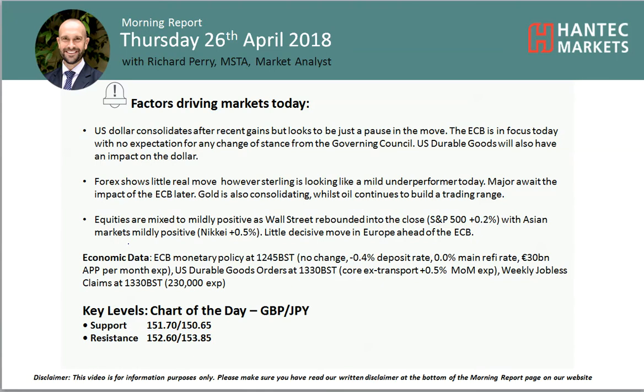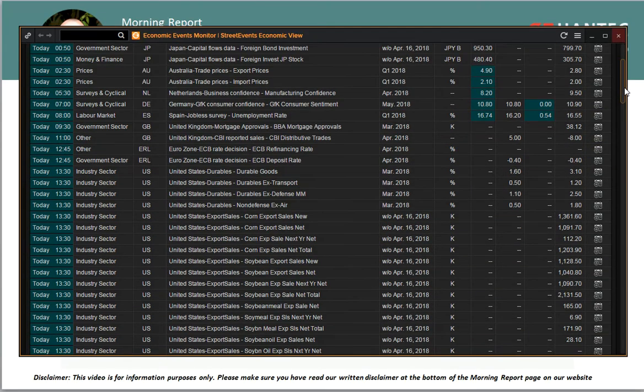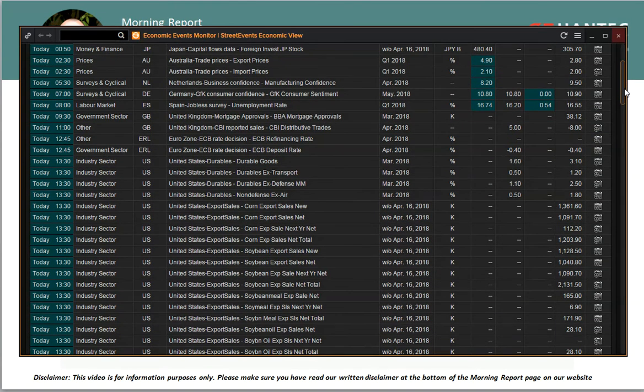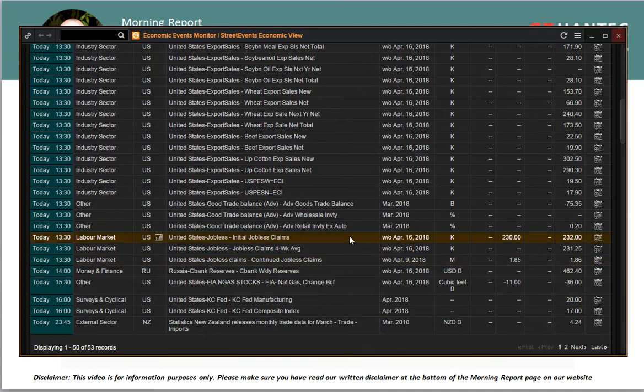Now, we've also got US durable goods at 1:30, and that is expected to come in slightly positive at 0.5% on the month. Ex-transport is the core number that we look at, slightly down from 1.2% last month, but still reasonably positive there. We've also got jobless claims again, around 230 is the expectation there.